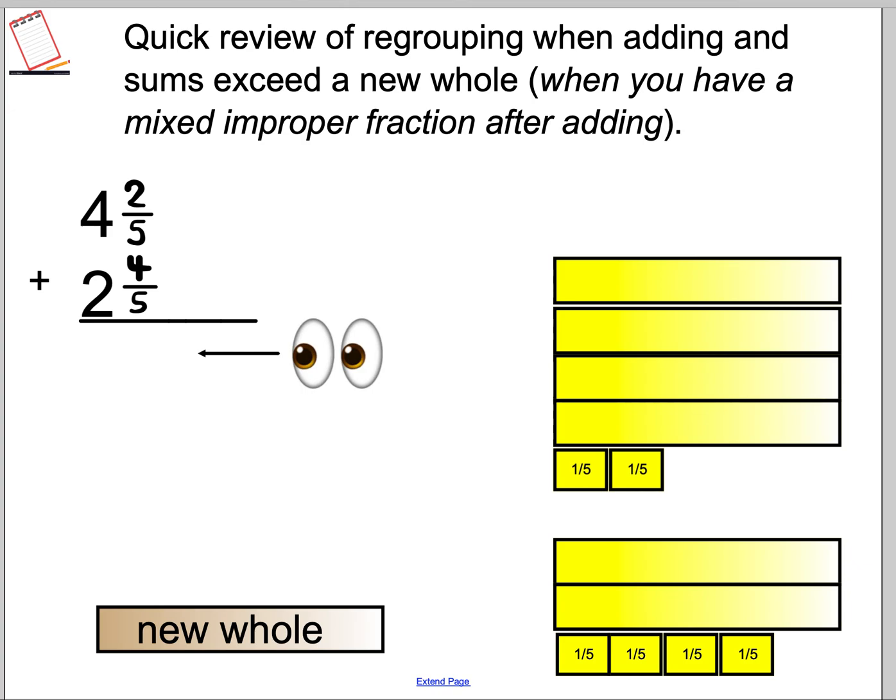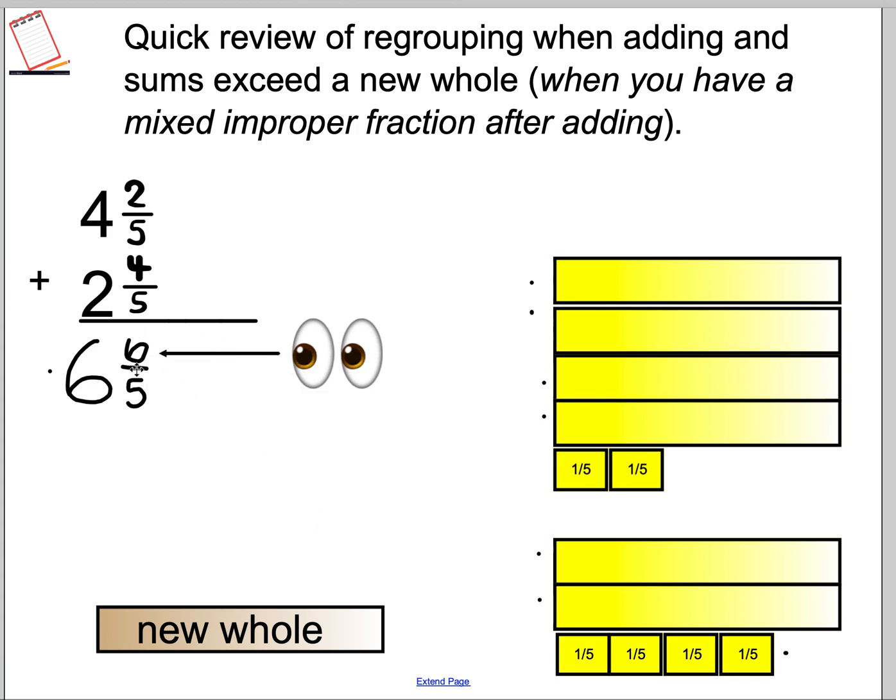So first off, we're going to add these fractions separately from the whole numbers. So I'm going to add the whole numbers first. So 4 plus 2 wholes gets us 6. That's great. And then 2 fifths plus 4 fifths would get us 6 fifths. And you can look over here, 1, 2, 3, 4, 5, 6 wholes, right? And then 1, 2 fifths, 3 fifths, 4 fifths, 5 fifths, and 6 fifths. Yeah, so that works.